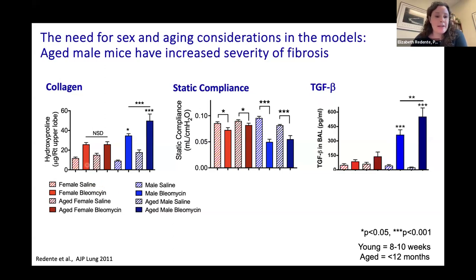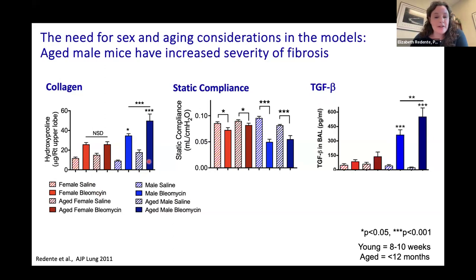And we can see with the female mice, which are shown in the red bars, that young mice compared to old mice, old female mice, get a robust fibrotic response, but it wasn't different as the animals aged. Compared to the male mice, even the young male mice had an increase in their fibrotic response compared to the females. And then in the aged male mice, this was accentuated even more.